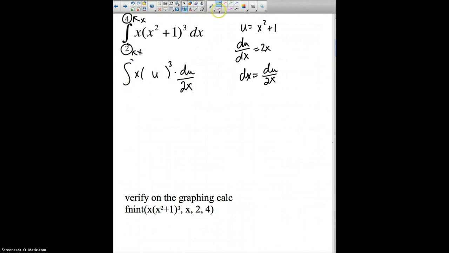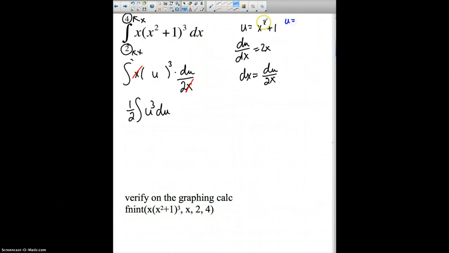All right, so there are two ways to deal with this. First, let's cancel out this x. Simplify this by pulling the 1/2 out in front. So essentially we have 1/2 times the integral of u cubed du. So we should put u values here if we're going to put any numbers there at all. So we should go back up here and solve for u.